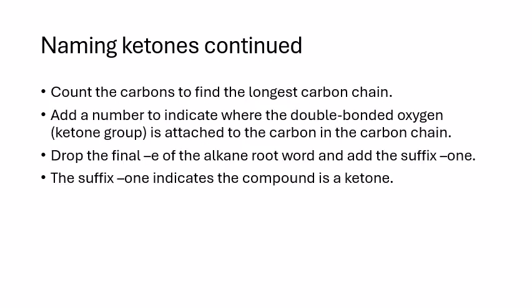Naming ketones continued. Count the carbons to find the longest carbon chain. Add a number to indicate where the double bonded oxygen, the ketone group, is attached to the carbon in the carbon chain. Drop the final E of the alkane root word and add the suffix ONE. The suffix ONE indicates the compound is a ketone.